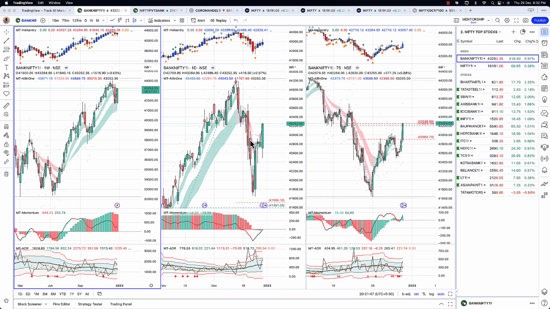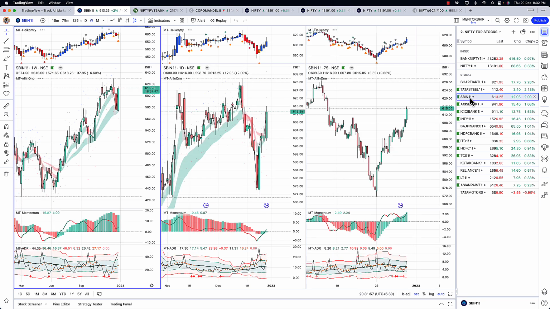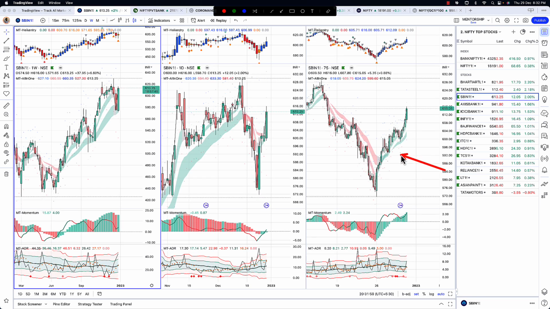Any kind of banking names like Axis or ICICI or SBI, you will find it to be in a structural uptrend. In fact, I can show you the chart of SBI here. There you are. The 75-minute time frame is in a beautiful, well-structured uptrend. And so you can use any kind of short-term corrections as a buying opportunity.